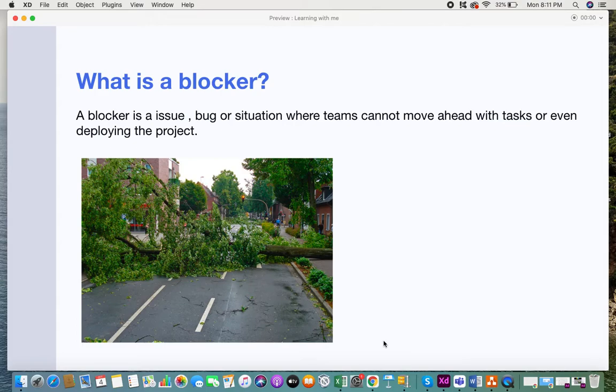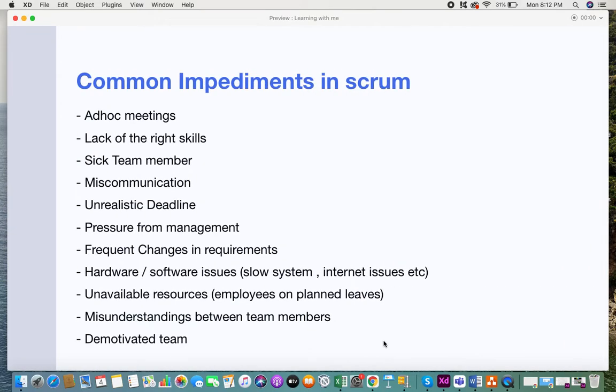So this is the difference between an impediment and a blocker. Blockers totally block you from proceeding with your tasks in hand, or even ultimately to the point where you cannot deploy your product. And when you compare impediments, you will eventually reach the destination, or you would eventually complete your task, or deploy your project, but it will be at a very slow pace because of the impediments you have along the way. So let us look at the common impediments that development teams face during product development.